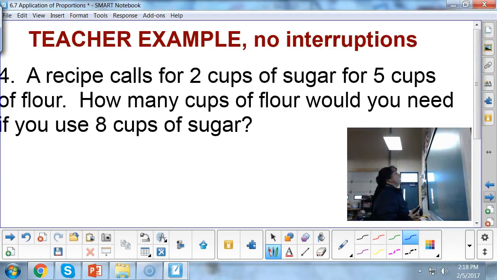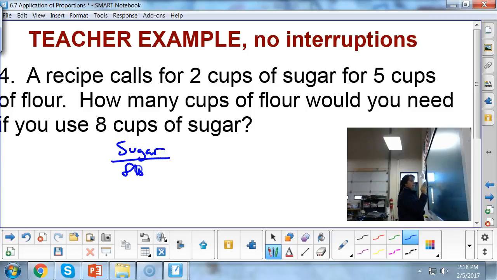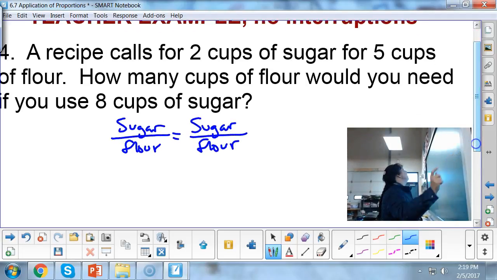Okay? A recipe, and this is where proportions are used a lot in recipes. If I have a recipe for 2 people and I want to make it for 10, I have to increase each amount by the same proportion. A recipe calls for 2 cups of sugar and 5 cups of flour. So our proportion is going to be sugar over flour equals sugar over flour. Okay, so I'm going to use that proportion. So I've got 2 cups of sugar over 5 cups of flour.